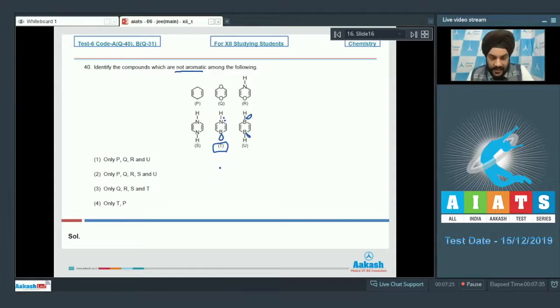So students, if you look at the options which are given to us, we have to mark the correct answer as option 2, which says only P, Q, R, S and U are not aromatic among the given compounds. Okay. So students, the correct answer for question number 40 is option 2. Let us look at the next question now.